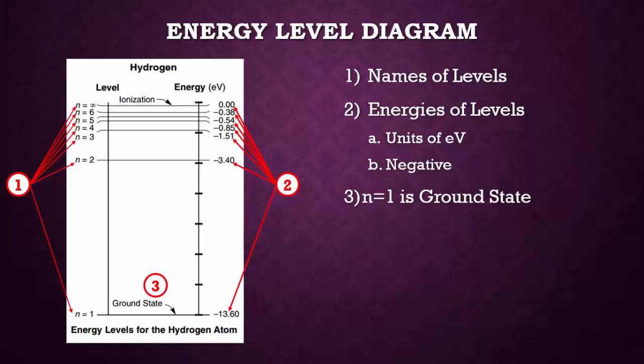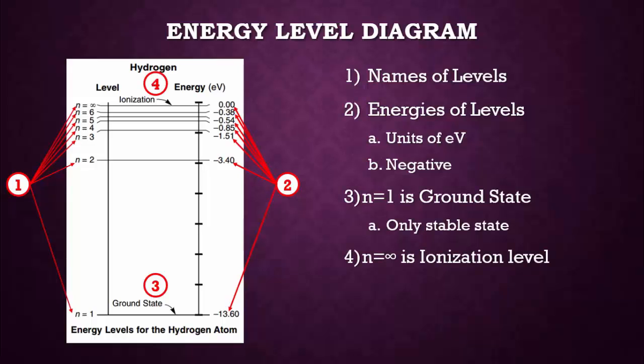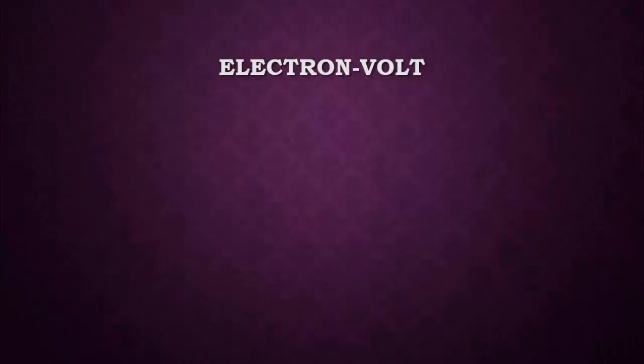The third important thing to note is that n equals 1 is considered the ground state. This is the only stable state. The electron can stay in the ground state forever. When the electron exists at a higher energy level, it will eventually transition back down. Finally, notice that the highest energy level above n equals 6 is called n equals infinity. This is known as the ionization level, and this represents that the electron has gained enough energy to escape the atom.